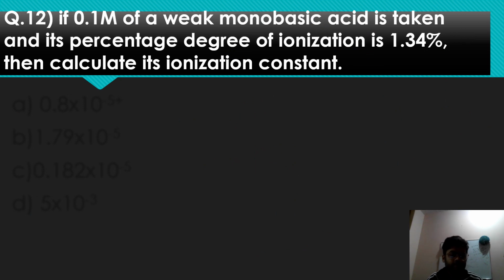Next question. If 0.1 molar of a weak monobasic acid is taken, and we know that for a monobasic acid the normality and molarity are the same, its percentage degree of ionization alpha equals 1.34%. So we divide by 100 and get 1.34 into 10 to the power minus 2. This is the degree of dissociation. Then calculate its ionization constant Ka, and the concentration is 0.1 molar.